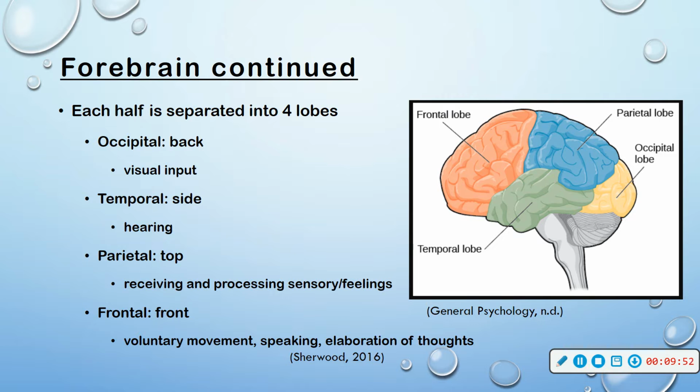Then the frontal, by name, is in the front. And this is a very large portion of what you think about in your brain. It helps with voluntary movement. It houses the speaking and memory departments and our elaboration of thought, meaning the problem solving, mathematical, and other thought processes. That frontal lobe is where all of that occurs.